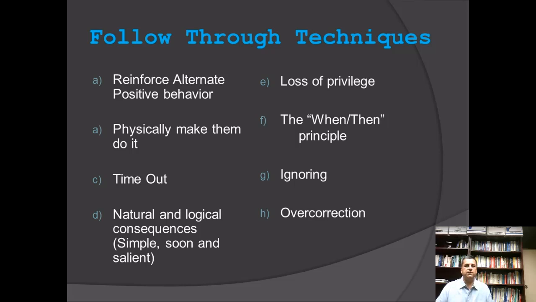So that's an example of loss of privilege. The next one is called the when-then principle. Sometimes it's called Grandma's Rule. And the idea is that when the child does X, which is something that you need them to do or want them to do, then they can do Y, which is something that they want to do.